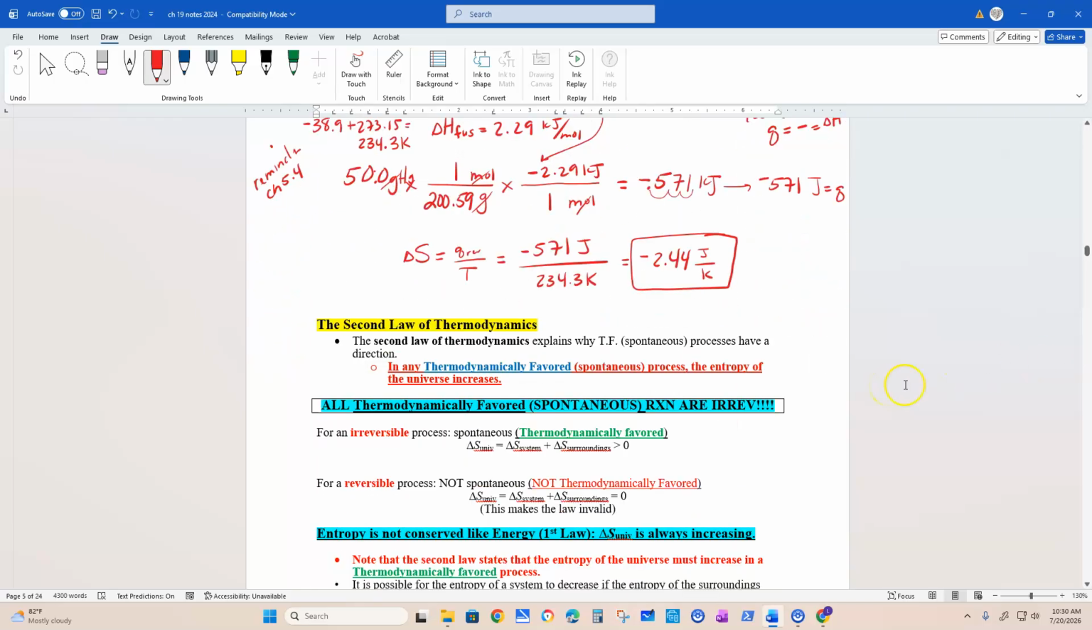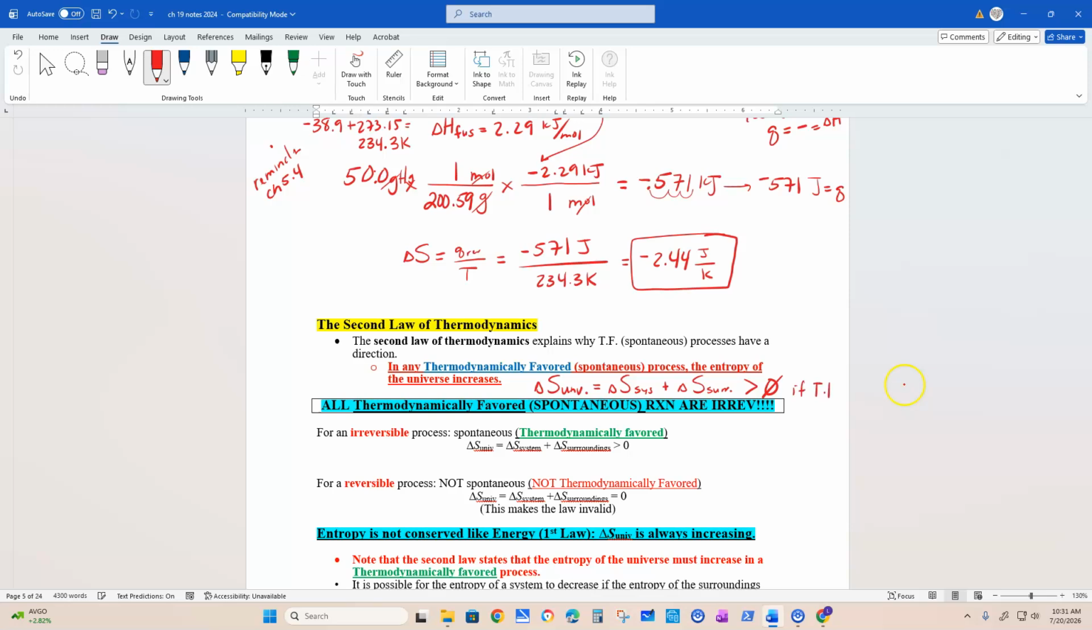So the second law of thermodynamics says this about entropy. If it's a thermodynamically favored reaction, we want entropy to always be increasing. Now we have something called delta S of the universe, okay? What delta S of the universe is, it's your system plus your surroundings. According to the law, we want movement, we want chaos, we want as much dispersion as possible. We want this value to be greater than 0 always, okay? As long as it's a thermodynamically favored reaction, aka spontaneous, okay?